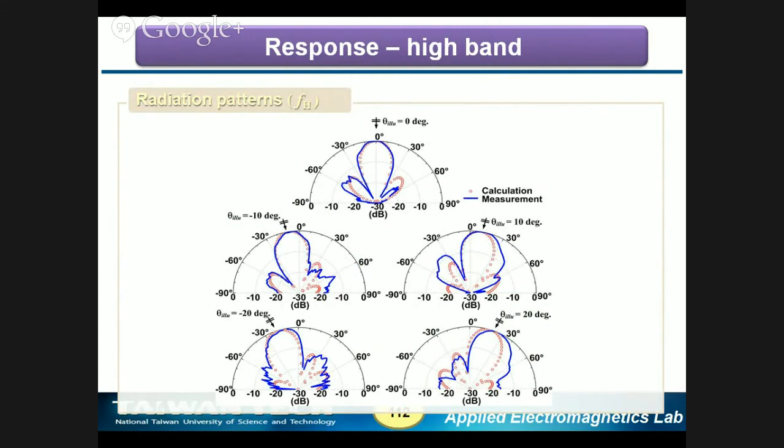It is a much better agreement, improved agreement between the simulated and the calculated result, because we calibrated out the clutter from the anechoic chamber. So the results will be pretty much good. Okay, this is the second design of our work.